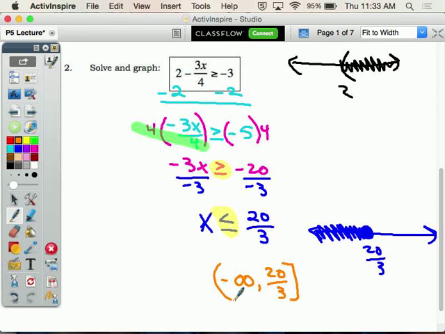Remembering that if it's an infinity symbol, you can never include it. There is a parentheses there, not a solid dot, not a bracket. Parentheses, always for infinity symbols.